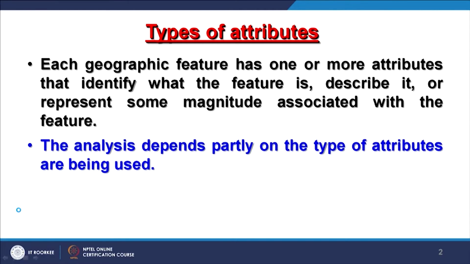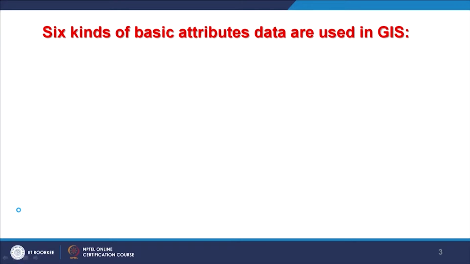Now, as you know, a lot of analysis will depend on the type of attributes being used. The type may be simple character strings, or numbers of different types, maybe an integer number or a real number. If a real number, what is the precision? Maybe some other types of data like date, time, or bearings in degrees between 0 to 360 degrees, and so on. These are basically how the data will be stored or the system will understand.